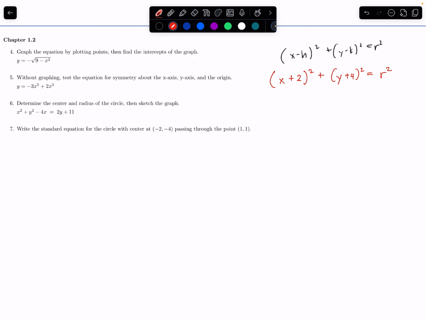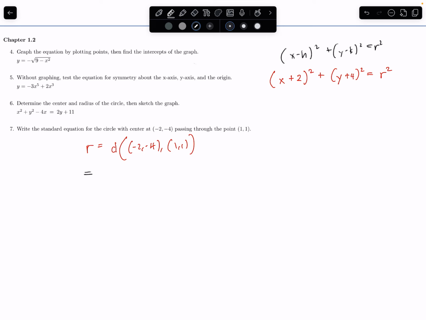Now the only missing piece is the r. I don't know what r is, but what is r? R is the radius, right? It's the distance from the center to any point on the outside of the circle. I know my circle is passing through some point (1, 1), and I know the center, so I just need to find the distance between those two things. So r is really just equal to the distance between (−2, −4) and (1, 1). And this is something we did back in the previous section, didn't we? I just finished doing a whole bunch of these. So this is a very nice kind of question where you can combine a couple of different sections in one.